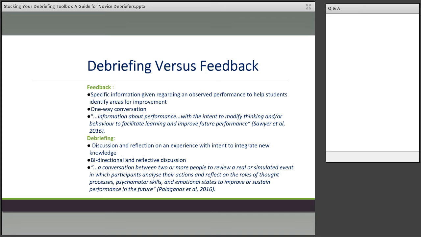And also, although this is coming under the broad heading of simulation, much of what I'm covering here today is extremely relevant to your clinical placements as well, to your clinical instructors in conversing with students.